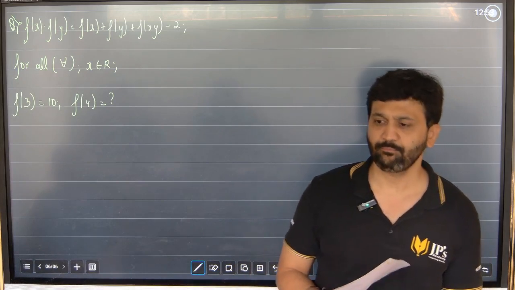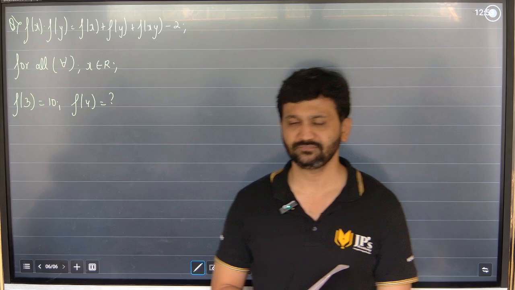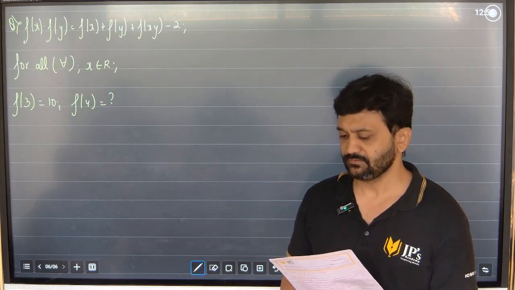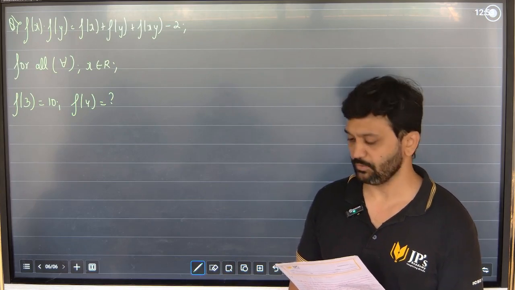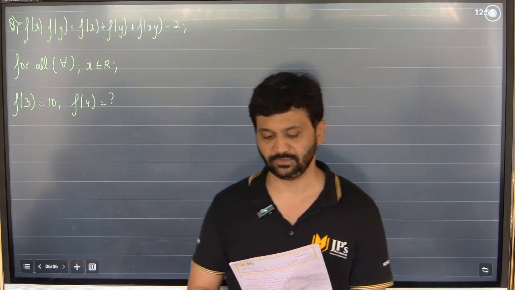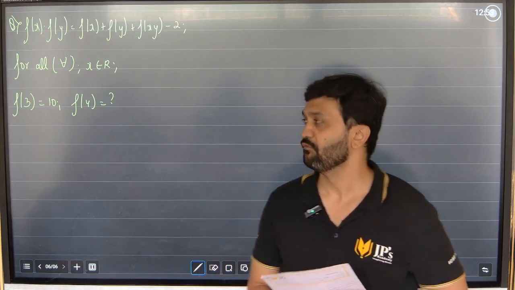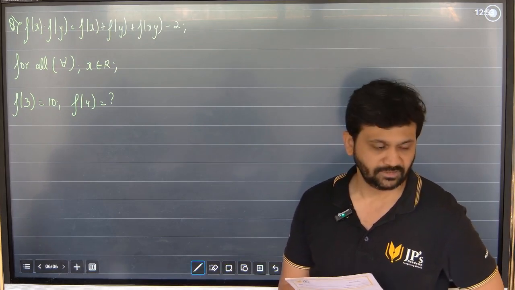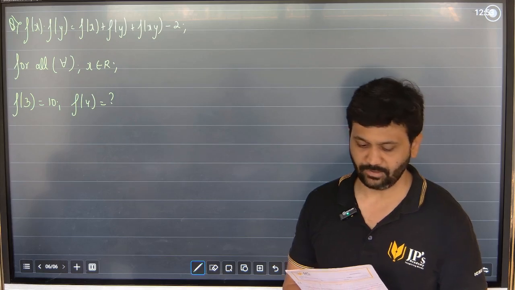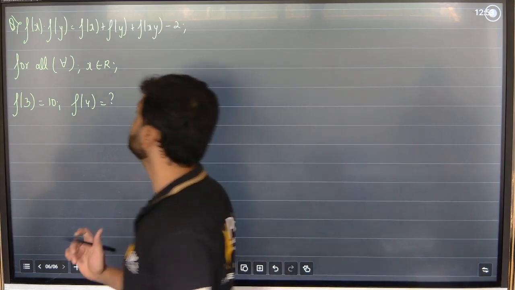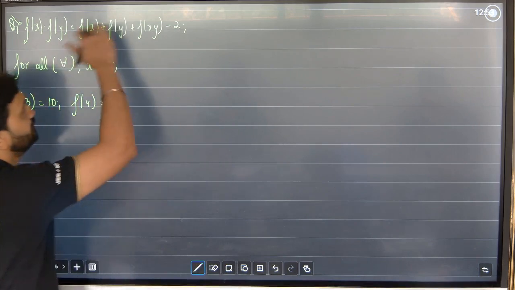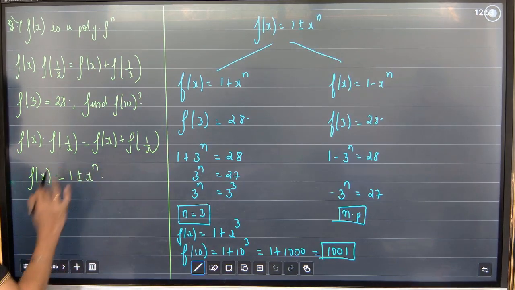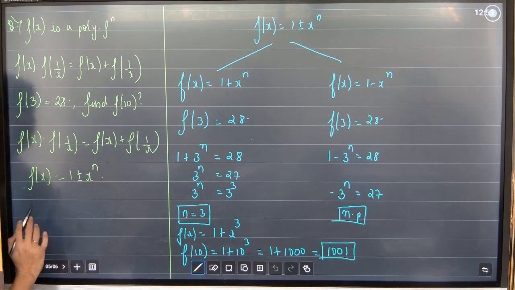F of x is a polynomial function satisfying the relation f of x into f of y is equal to f of x plus f of y plus f of xy minus 2 for all x belongs to R. F of 3 is equal to 10. I have to find f of 4. Now the first thing, this does not look like the previous relation. So there are two ways of doing it.